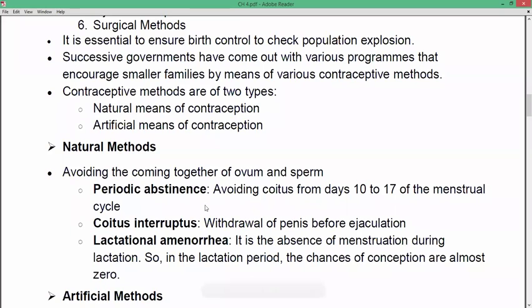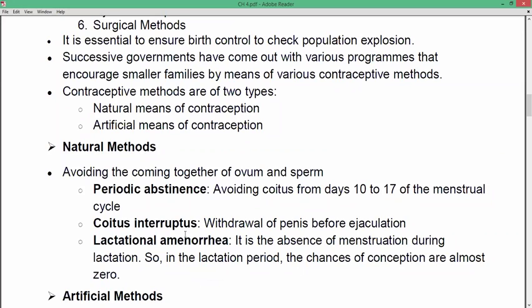The first is periodic abstinence, right? This is avoiding coitus from day 10 to 17. That is, from day 10 to 17, this is said to be the most fertile period, as ovulation is taking place on the 14th day, so nearby to these days, right? So in the menstrual cycle from day 10 to day 17, the person should avoid coitus or intercourse, and due to this there will be fewer chances of the sperm meeting the ovum.